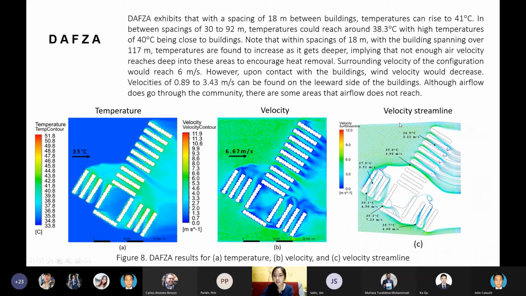From the velocity streamline image, you can see that airflow does go through the community, but some areas do not receive that airflow. Since these areas do not receive much airflow, this also encourages hotspots in those areas, thus resulting in soaring temperatures.